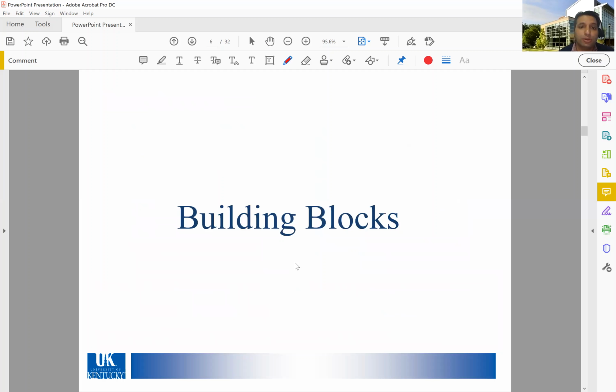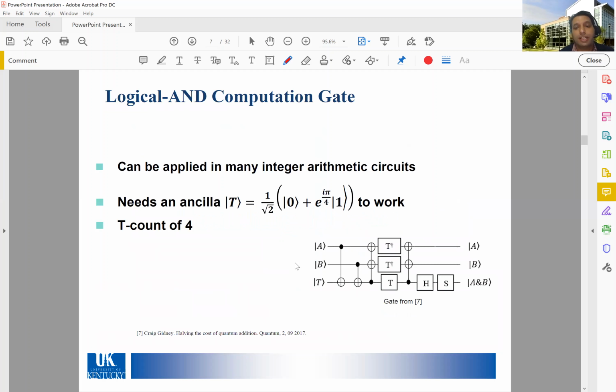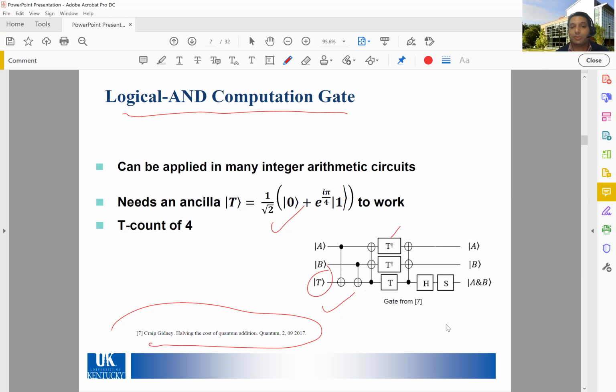Now we look into the building blocks. The building blocks that we will talk about in this work are the logic and computation gate. This is being represented here, and this has been proposed in this work. And this gate needs an ancillary line, ancillary t, which is initialized to this state, right? And the t gate count of this gate is 4. So how many t gates are being used? That is the t count, and it represents 4 because this t gate is also being used here, right? So that's why it is 4.